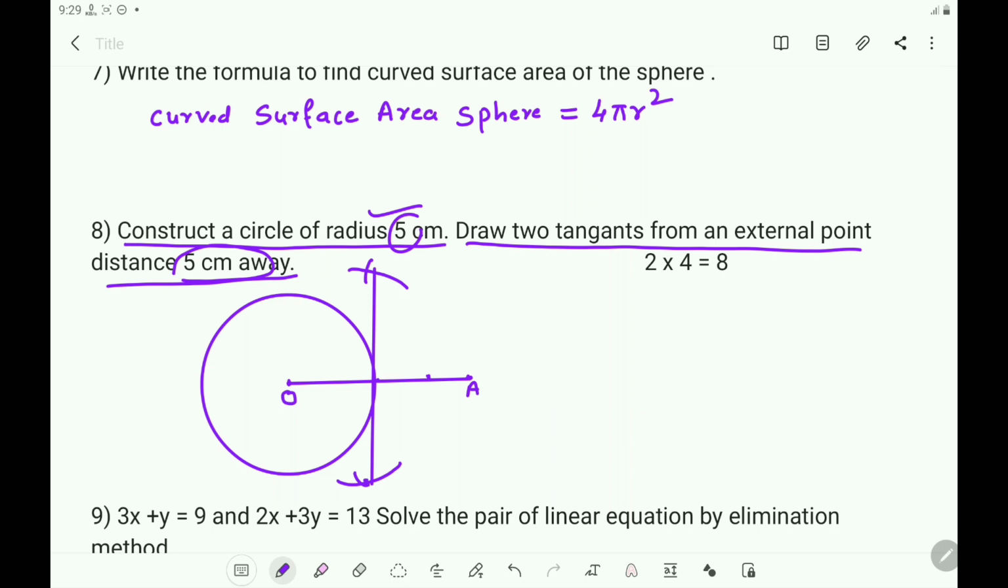Here it is a rough sketch. It is not an exact construction. Just it is discussed. So you go through the video lesson of the construction and do the construction.